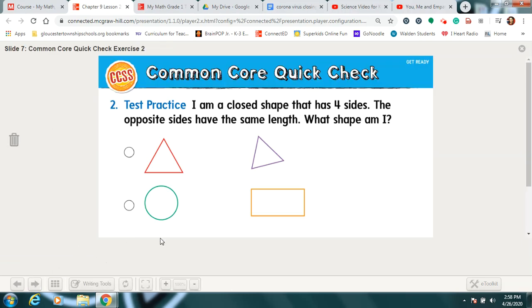On this one, here's your clue. I am a closed shape with 4 sides. The opposite sides have the same length. What am I? Is this a closed shape? Yeah, they're all closed shapes, aren't they? But I have to be closed with 4 sides. Could this be it? No, that's 3. Could that be it? 3 sides. Could that be it? I don't see any straight sides on that shape. So that only leaves us this one. I'm a closed shape with 4 sides. What's my name? Yep, I'm a rectangle.